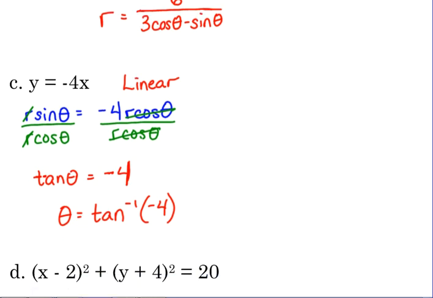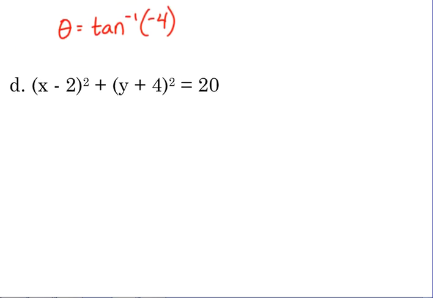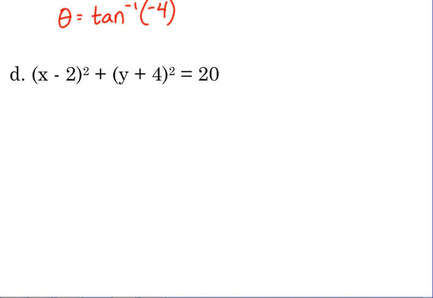Okay, let's look at D. Now, before we get into converting this one, because this one has got a lot more going on, tell me what type of graph we're looking at here. It's a circle, because we've got x squared and y squared. Can anybody tell me any details about the circle? Like, where's it centered? Y'all remember how to find the center? Positive 2, negative 4.